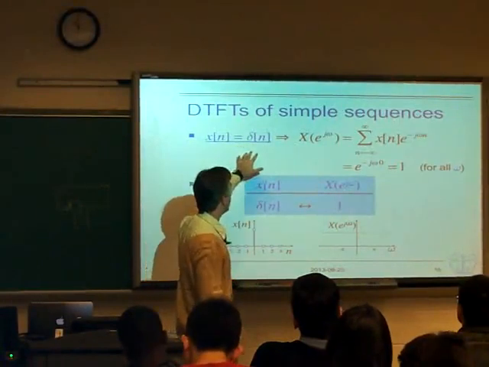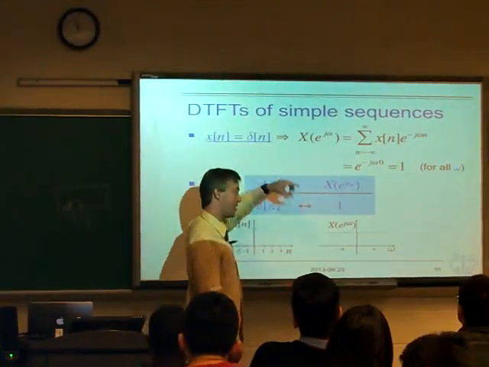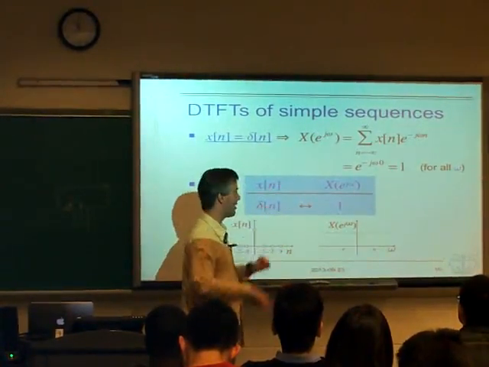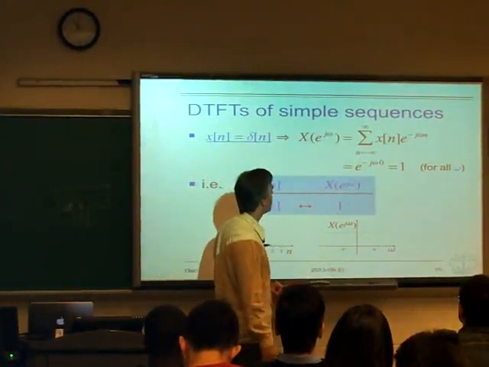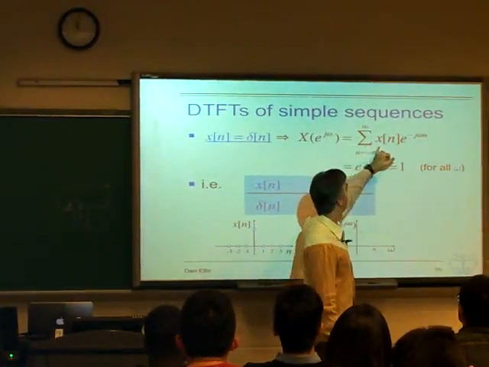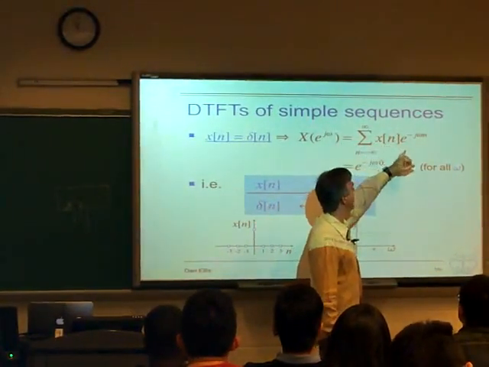So if x of n is delta of n, and this is the discrete delta function, which is just 0 except at 0 where it's 1. So it's not particularly exotic. Here's our definition. X of e^(j omega) is the sum over n of x of n e^(-j omega n).